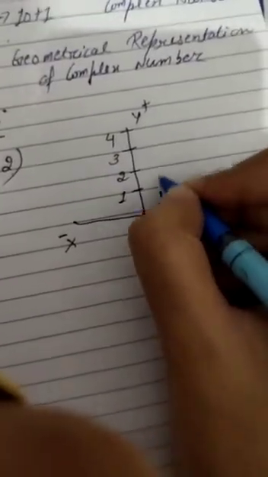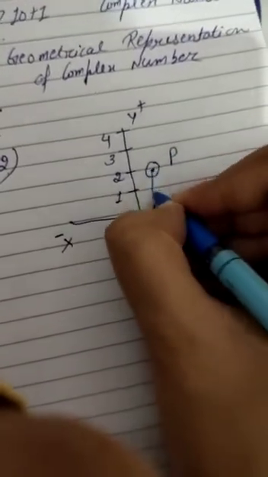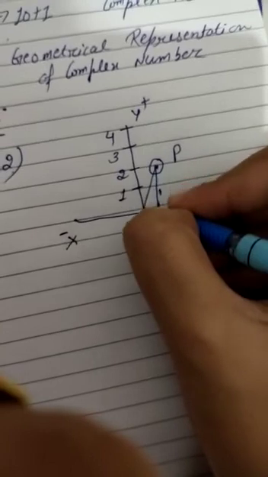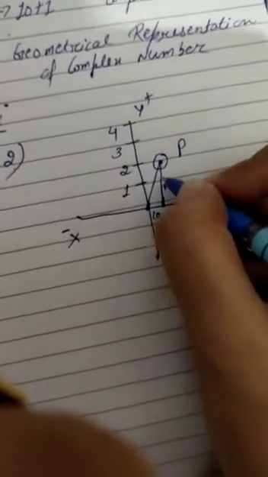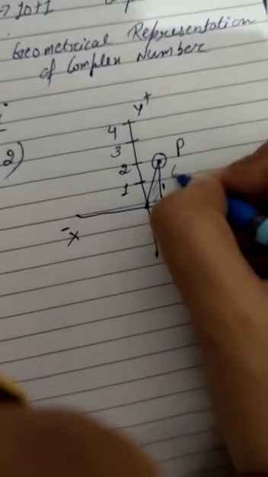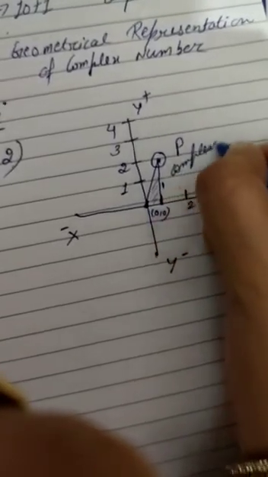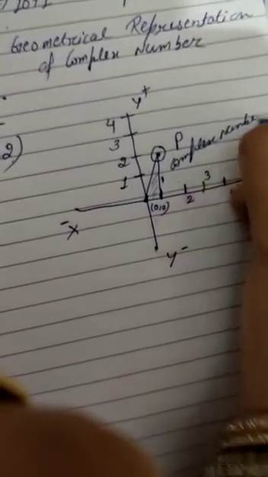Now we will represent point 1 and 2. On the x-axis 1 and on the y-axis 2. This is your P point. P joins with the 1 and the same P joins with the origin. We have to join it with the origin also. So this is our representation of the complex number. Clear? We will solve one more question.